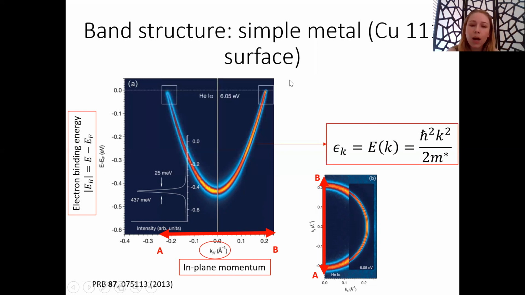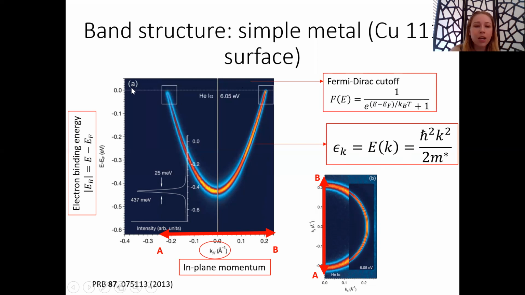All right. So the orange regions here and the bright regions in general, visually, it probably looks like a parabola, and indeed it is a parabola. This material just happens to have energy versus k that is very similar to the free electron picture. So energy is equal to h bar squared k squared divided by 2 times the effective mass. And finally, you'll notice that above zero, for positive binding energy, there is nothing there, and that is because of the Fermi-Dirac cutoff.